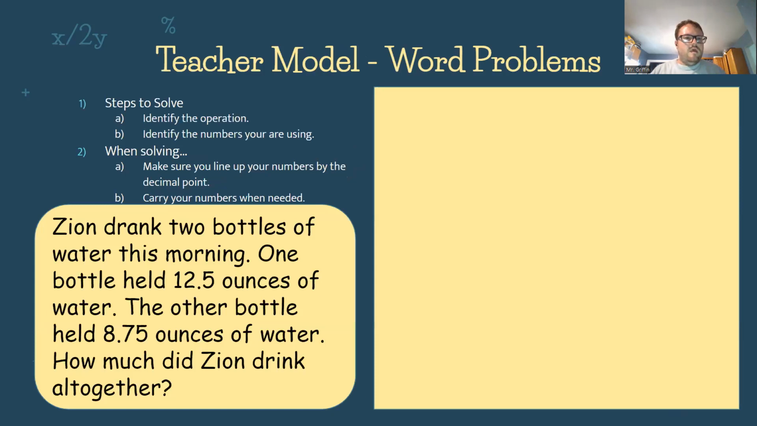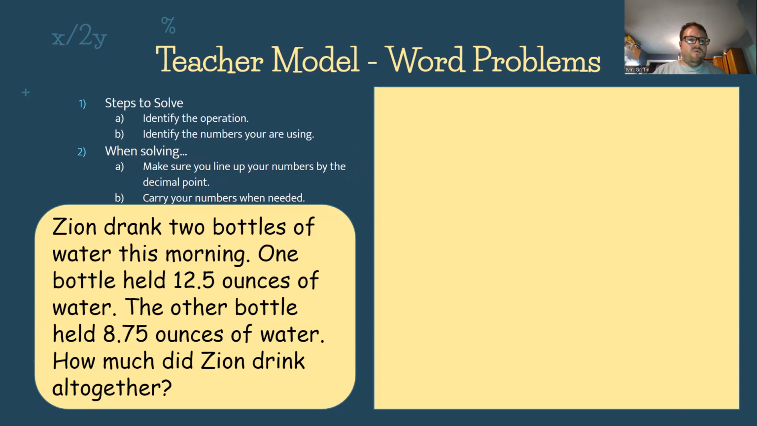Okay, so if you'll notice on the left, we have listed steps to solve. Step one is, of course, identify the operation. Step two, identify the numbers you are using. So that's always our first step. And when solving, the key is to make sure we're lining up our numbers by the decimal point, and we carry when needed. Here's our word problem.